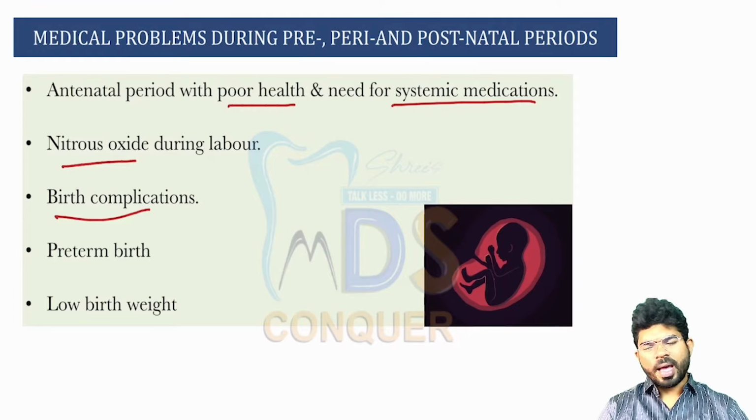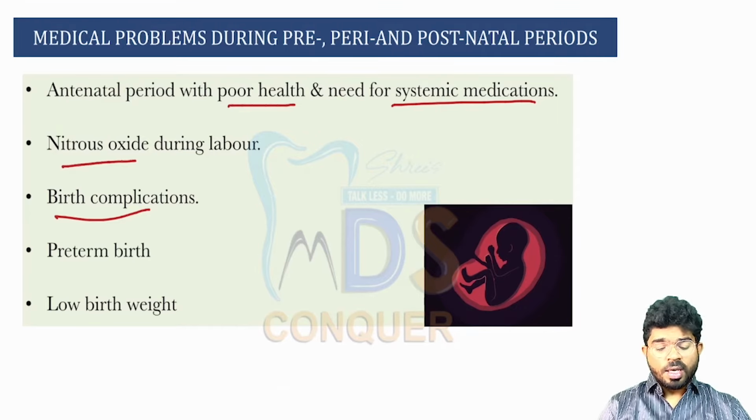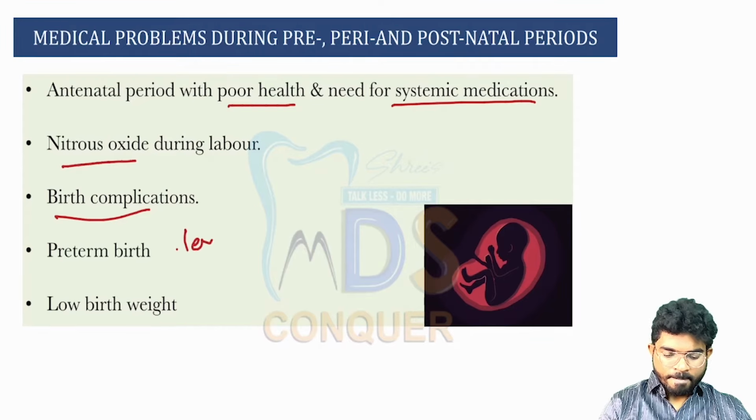All these can be the background history they give in the case-based description. I'm primarily listing these things as a case-based aspect. No need to mug all these things. It is more logical. They can ask you mostly a case-based or a treatment-based question on this. They can say preterm baby. Preterm baby is nothing but less than 37 weeks.